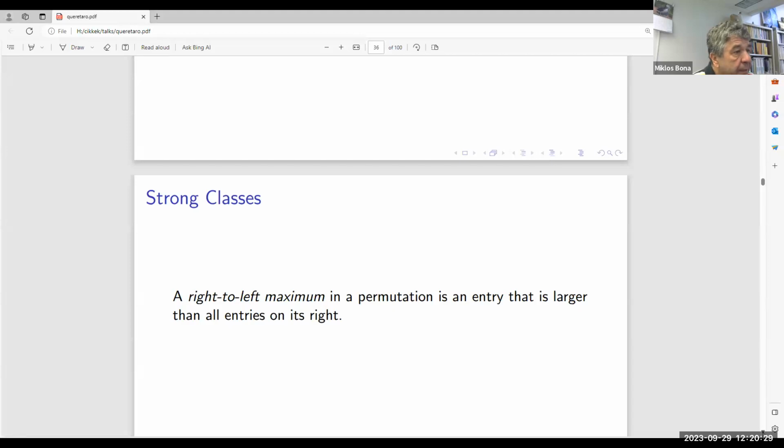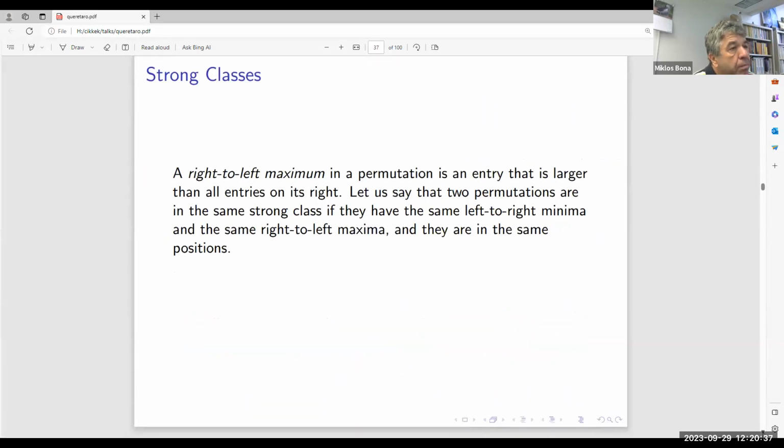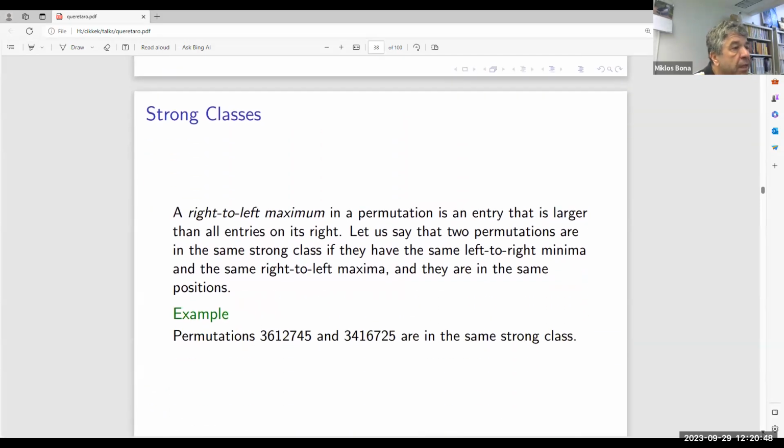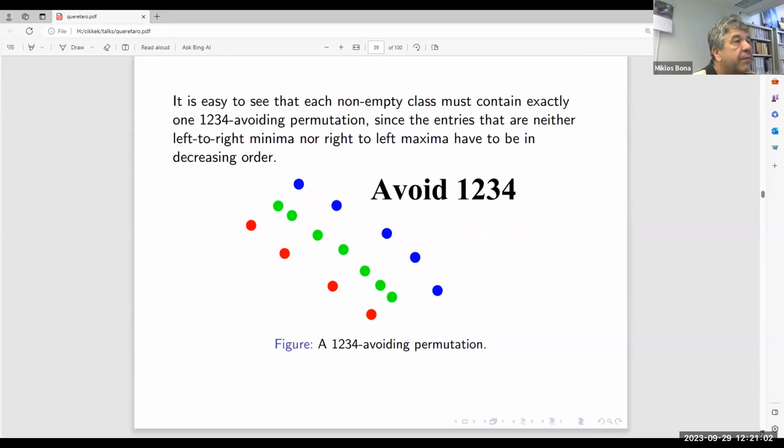So I defined left to right minima before, and I define a right to left maximum. It's an entry that's larger than everything on its right. And then let's say that two permutations are in the same strong class if they have the same left to right minima and they are in the same positions, and the same right to left maxima, and those are in the same positions as well. So for instance, these two have two left to right minima, 3 and 1, they are in the same positions. Two right to left maxima, 7 and 5, and those are in the same positions. So these two permutations are in the same strong class. Now I will show that every strong class contains exactly one permutation that avoids 1, 2, 3, 4.